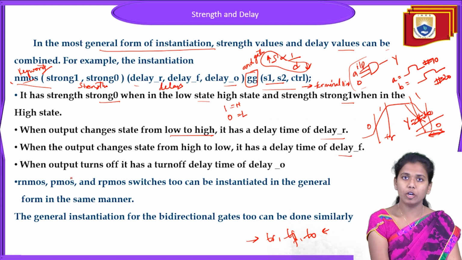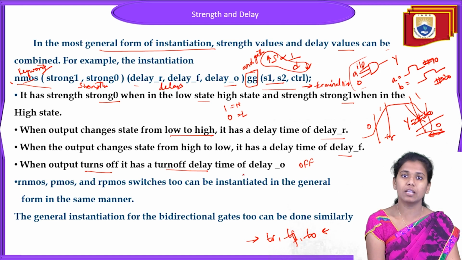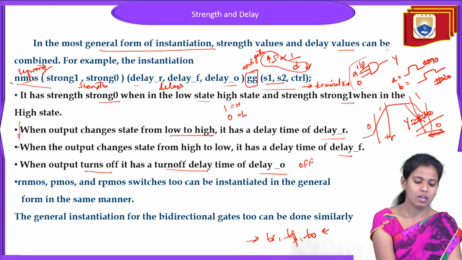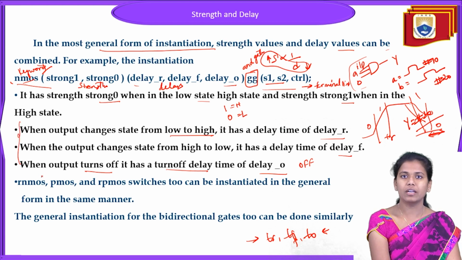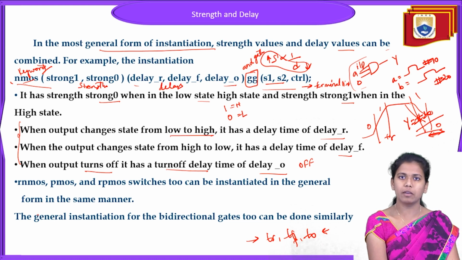And then when the output turns off, it has a turn off delay. So in this particular state, where the switch is in the turn off state, it means that it is in the off condition. So here we represent that particular delay as delay underscore O. So these are just the explanation of how the delays work with respect to rise and fall as well as turn off times.